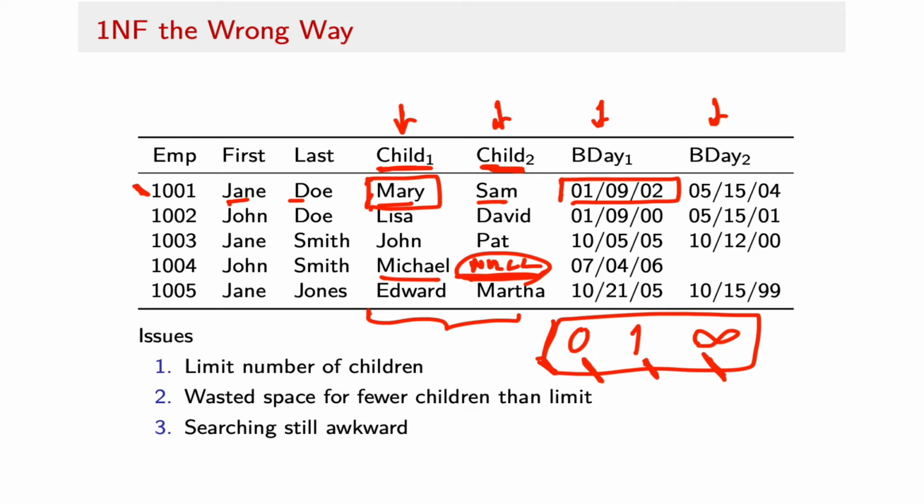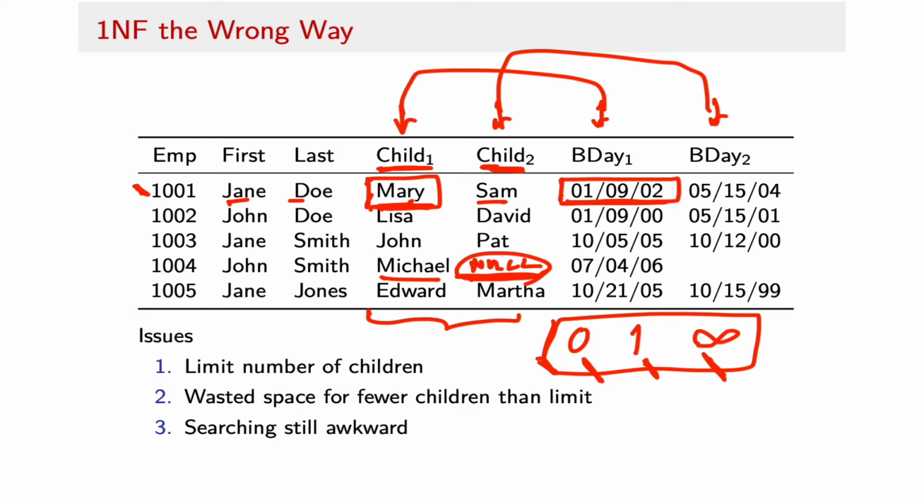It's also still ambiguous how the child's name and his or her birthday pair up. You might, again, assume that child 1 goes with birthday 1 and child 2 goes with birthday 2, but there's nothing in the data model that guarantees that that's the way things are related. You're relying on the underlying code that updates the database to make those kinds of decisions and to keep that relationship correct.